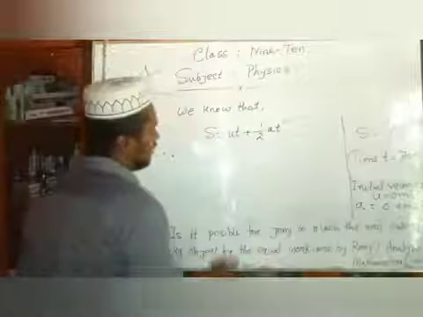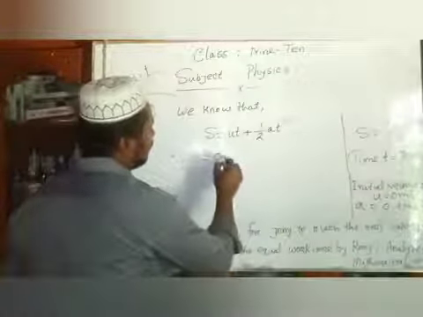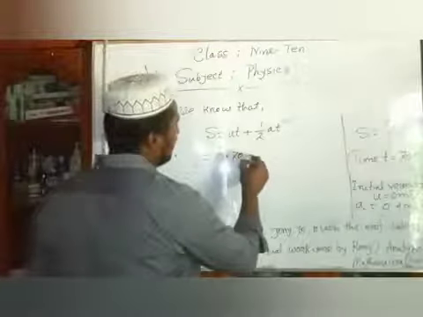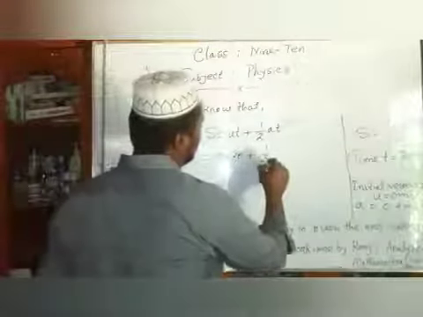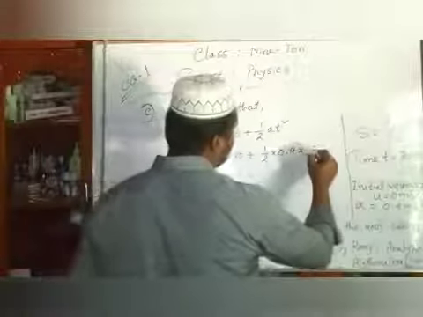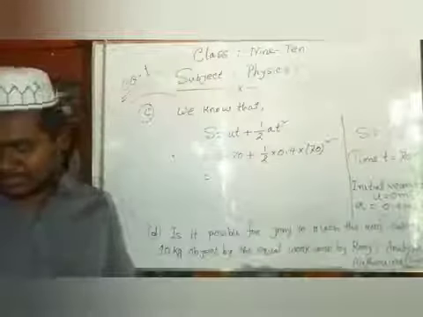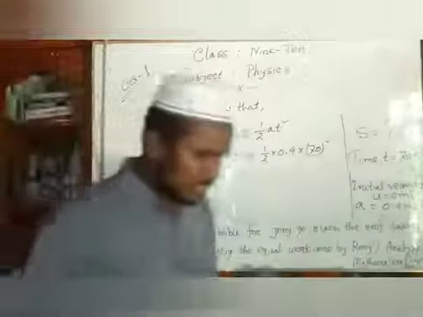Dear students, we put down our values: u, that means 0, into t, that means 70, plus half into acceleration 0.4 into t, that means 70 square. So what is the value? Please calculate the value.